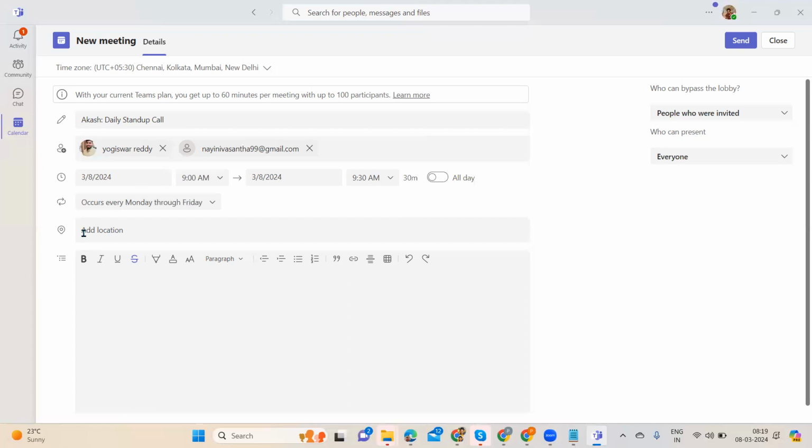So here location means Teams. Teams is the location. Automatically it will take. Also you can select Teams, while doing it on Outlook. So you need to select Teams. There will be an option. Your current Teams plan, you will get up to 60 minutes per meeting with up to 100 participants.